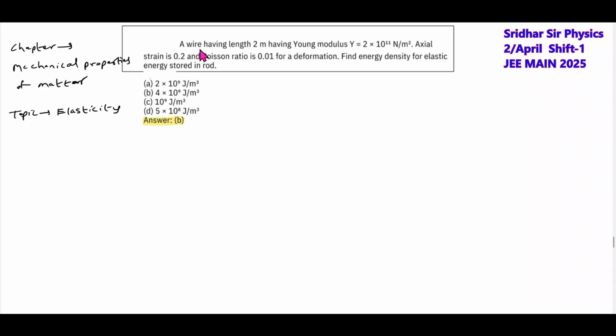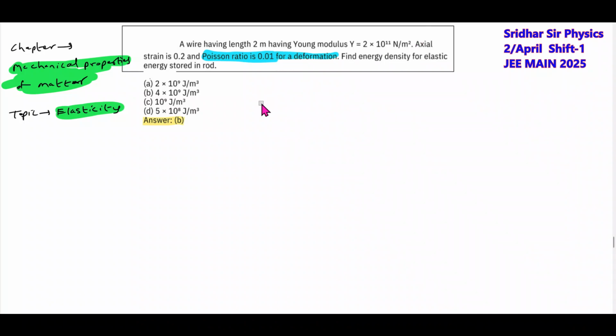If we have this question based on the mechanical properties of matter, the topic name is elasticity. So here we'll start like this. A wire having length 2 meter, having Young's modulus Y, axial strain is given, and Poisson's ratio. Poisson's ratio is actually out of syllabus, but still this question is manageable without this. Don't get confused here. Find the energy density.